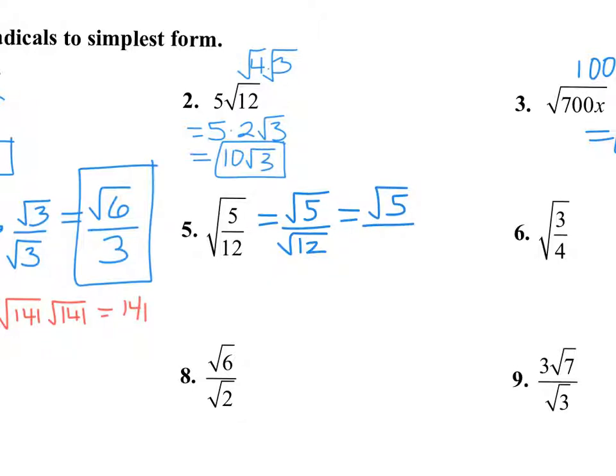But what is rad 12 in its reduced form? 2 rad 3. So it's 4 times 3. Square root of 4 is 2, and then square root 3. Okay, now I want to get that rad 3 out of there. Do not multiply by 2 rad 3. That's overkill. You don't need to do that. You can multiply top and bottom by rad 3.